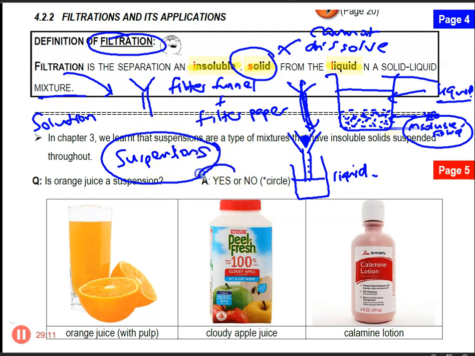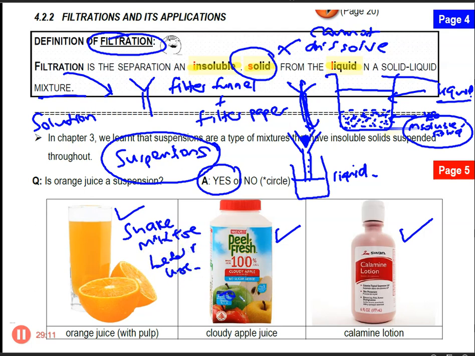And orange juice is a suspension, just like your apple juice and your calamine lotion. That's why whenever you look at the back of these bottles, they will always ask you to shake the mixture before use. If you don't shake, all your apple will be at the bottom, all the solid particles in your calamine solution will be at the bottom, and all your pulp, the flesh of the orange juice, will be at the bottom. So orange juice is considered a suspension. That's because the pulp or the flesh, the apple over here, or the powder inside calamine lotion, they are all insoluble solids, okay?